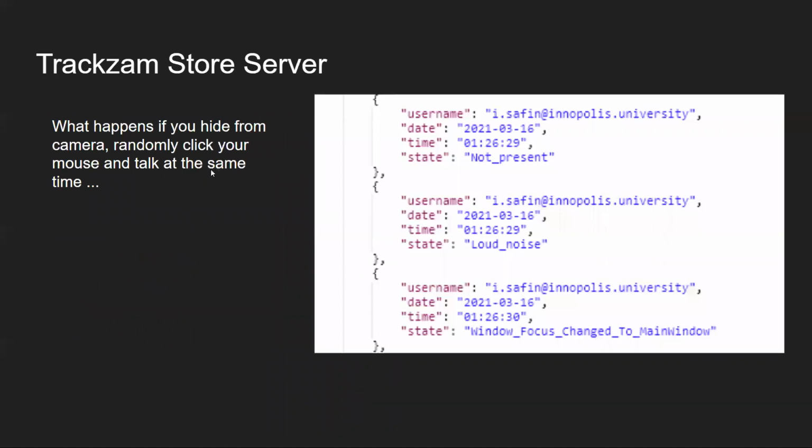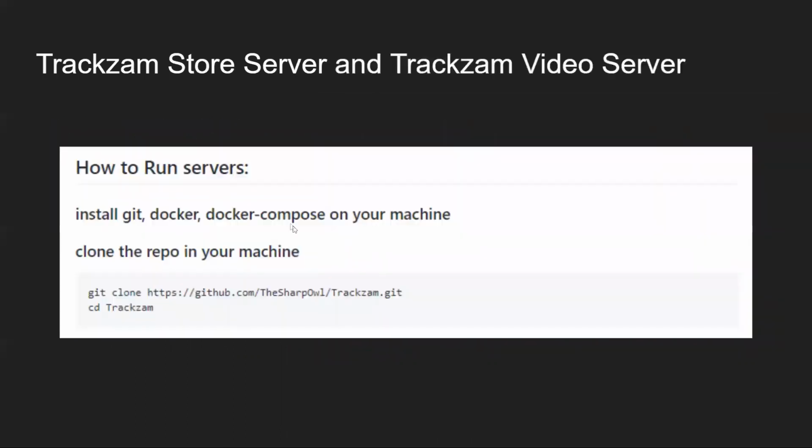For example, what happens if you hide from the camera, randomly click your mouse, and talk at the same time? Not present, like it's for me at the time. Not present, loud noise, and window focus changed.